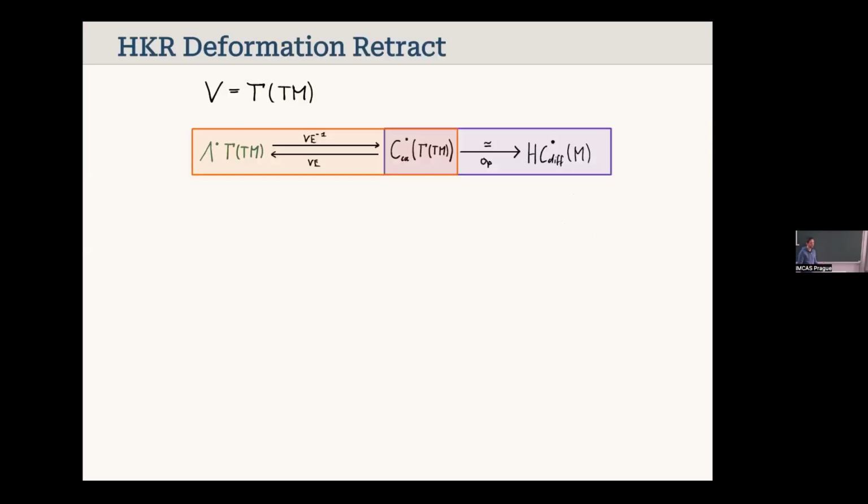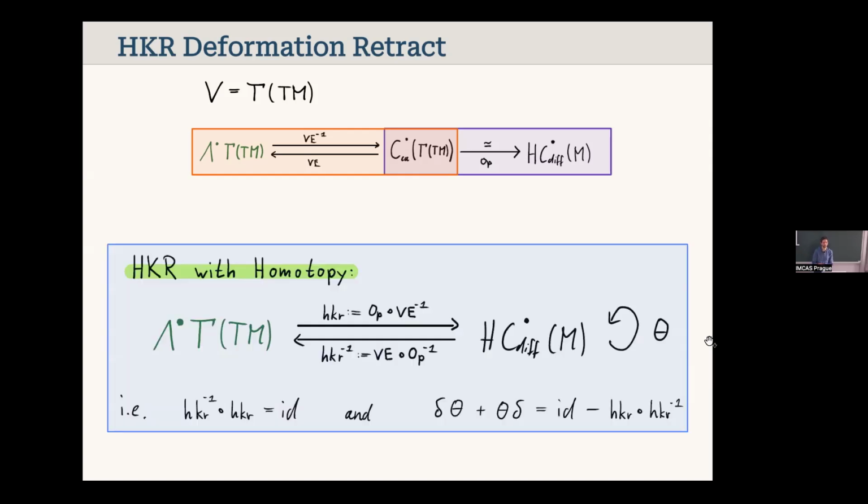Okay, so we can now combine this in our special situation where we have our module V being the sections of the tangent bundle, or the vector fields. We combine this Van Est double complex with our symbol calculus, with this isomorphism from before. And what we get is really the HKR theorem, but this time with a homotopy that is immediately globally defined.